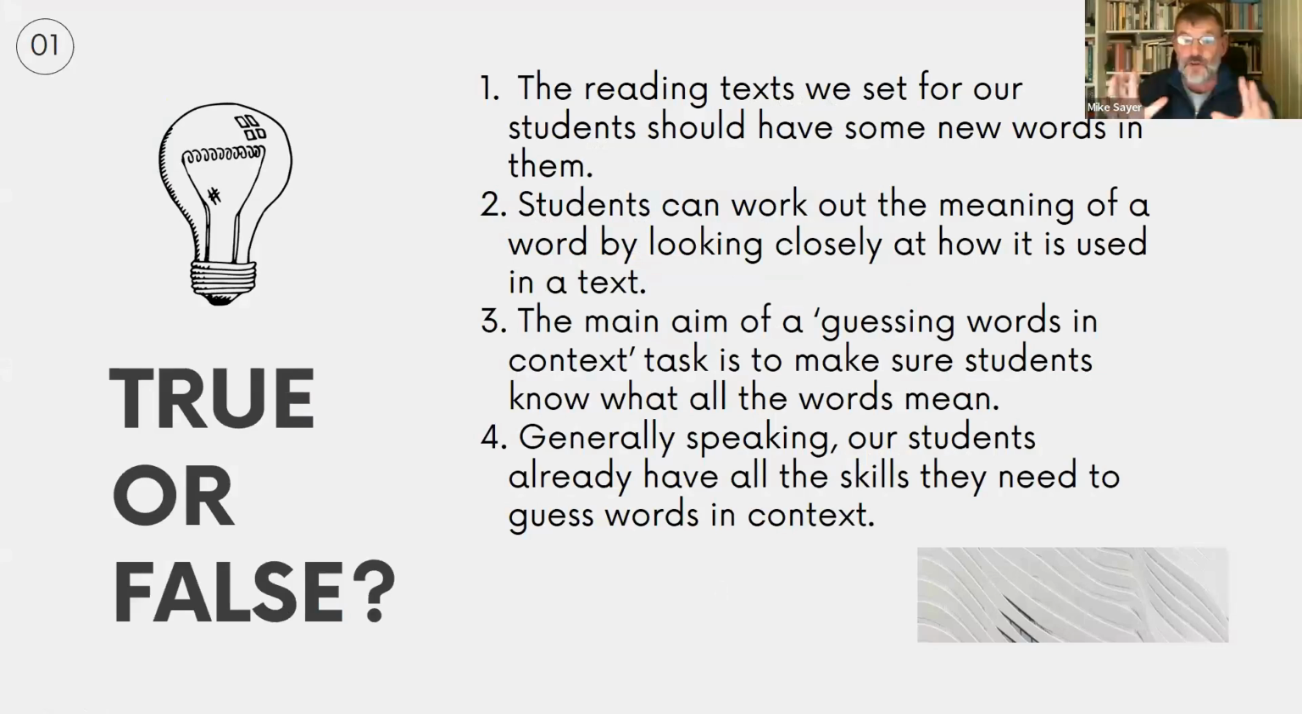Okay, so if you look at these four sentences, the first one says, the reading text we set for our students should have new words in them. The second one says, students can work out the meaning of a word by looking closely at it and how it is used in a text. Third one says, the main aim of a guessing words in context task is to make sure students know what all the words mean. And the fourth one says, generally speaking, students already have all the skills they need to guess words in context. So I wonder whether you think those sentences are true or false. I'll give you just a few seconds to read through and think what you think.